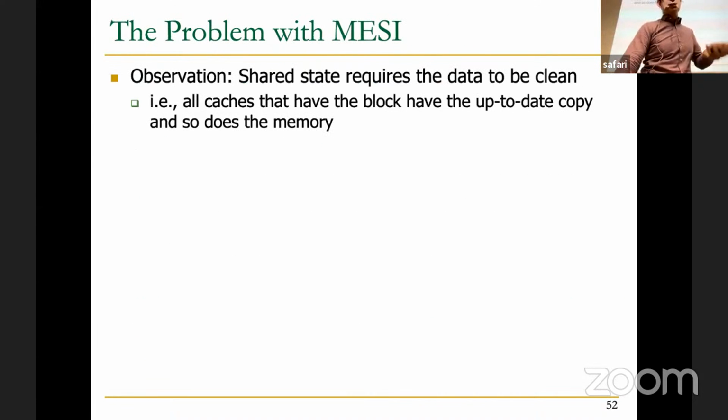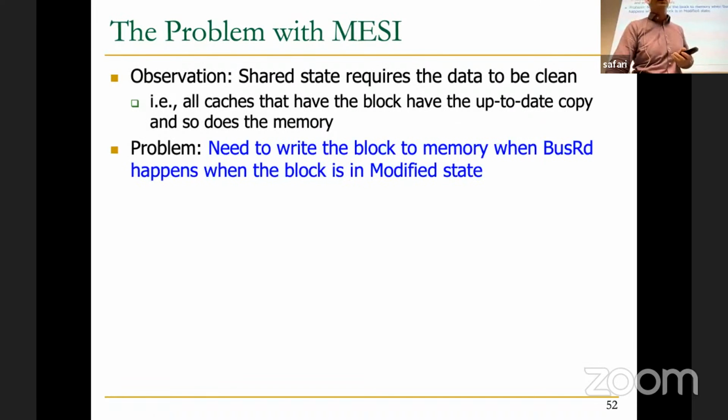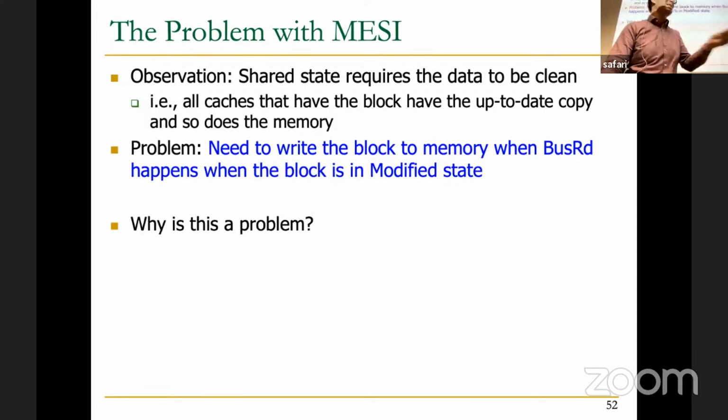Okay, so basically, I think I've already said this. Observations: shared state requires the data to be clean. In other words, all caches that have the block have the up-to-date copy, and so does the memory. And you need to write the block to memory when a bus read happens when the block is in modified state. You can decode this after you study it maybe, but basically what I said earlier.